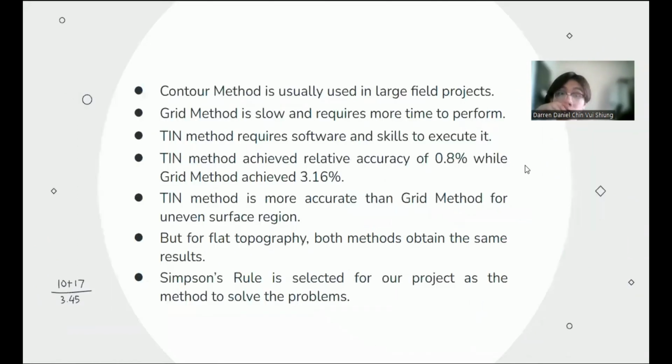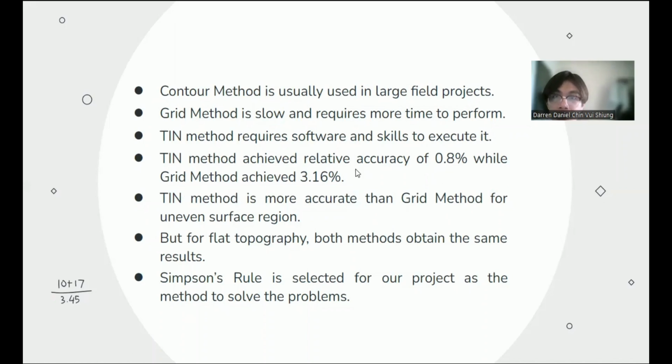So, for our project, contour method is usually used in a large-scale project, so it requires more time to execute it. So, the width method is slow and also requires more time to perform it. So, TIN, which is triangular irregular network method, requires software and skill to execute it. So, for TIN method, you can see that it achieves relative accuracy of 0.8%, while width method achieved 3.16%.